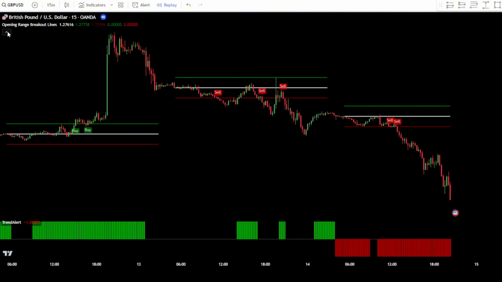The Trend Alert indicator will be used as a confirmation filter for the breakout signals appearing in the market. If the Trend Alert indicator turns green, it signals an uptrend confirmation. On the other hand, if the Trend Alert indicator turns red, it signals a downtrend confirmation. For more clarity, let's now discuss how to place entries using this breakout trading strategy.